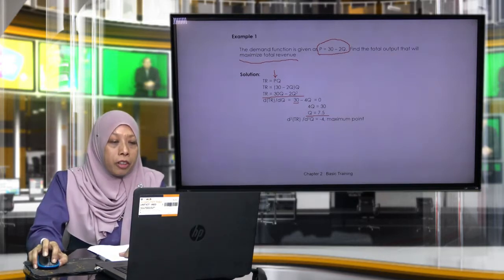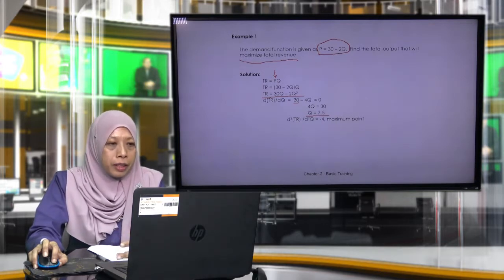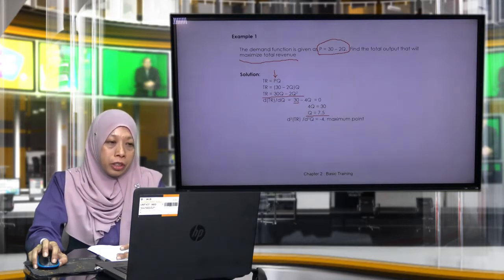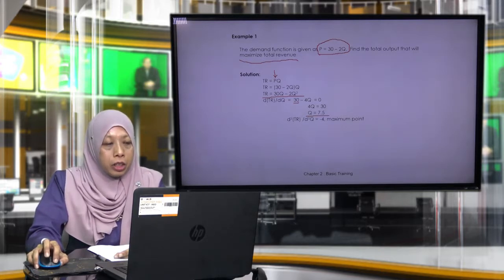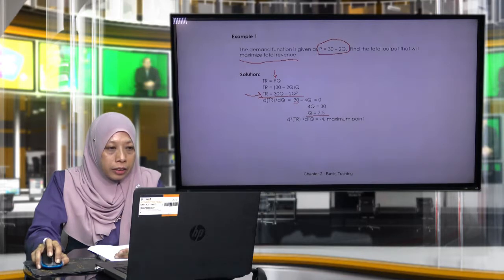Okay, so we have already found our optimal value, but if you want to confirm that this Q value is able to maximize total revenue, or in other words, it is a maximum value, you can conduct what we call the second derivative test. The second derivative test requires you to differentiate the original function twice, or in other words, differentiate the first derivative function.